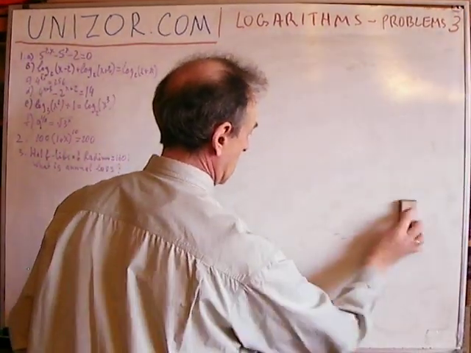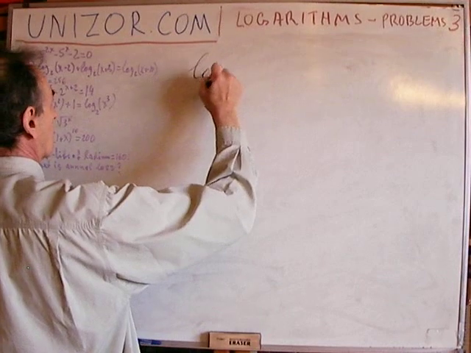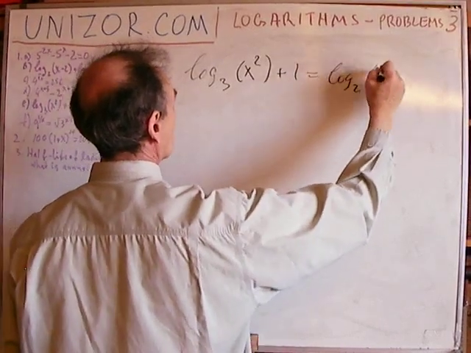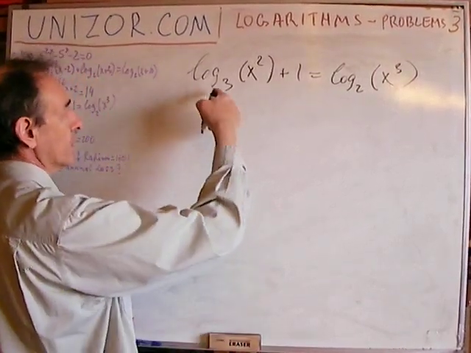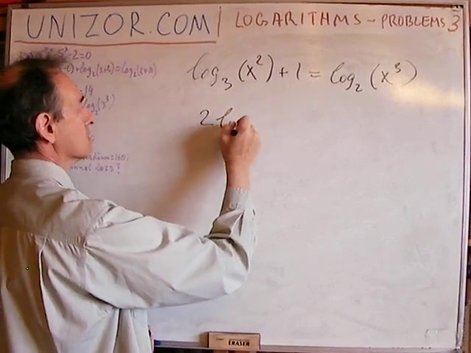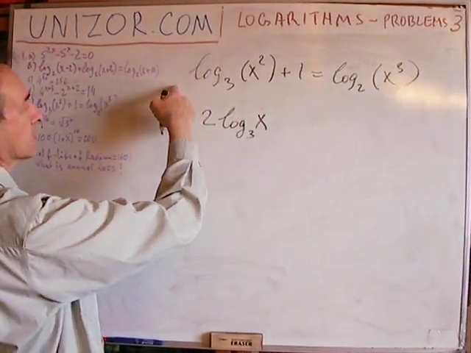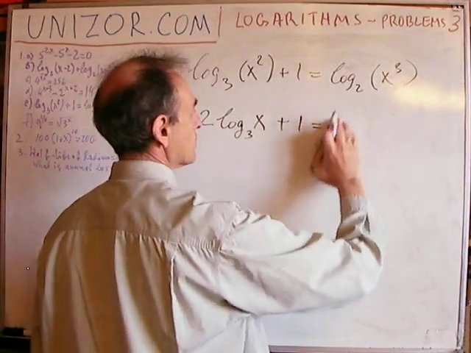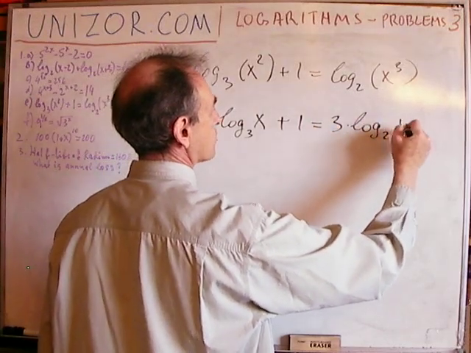All right, let's go next. Log base 3 of x squared plus 1 equals log base 2 of x cubed. All right, well, the first and obvious simplification of this is, since you have the log of something to some power, as you know from the properties of logarithms, the exponent gets basically multiplied by the logarithm. Plus 1 is equal to, and here we can do exactly the same thing. Since this is x to the power of 3, then I can use this property of logarithms.